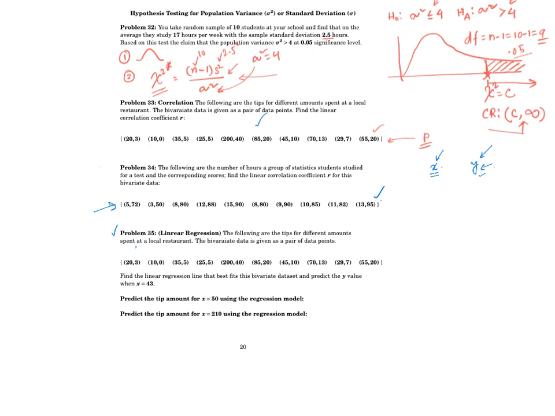So the independent variable here is the amount you spend, like 20, 10, 35, okay? And your dependent variable is the tips, 3, 0, 5. Because the amount of tips people pay really depends on the amount of money generally they spend. So there is a strong correlation between these two.